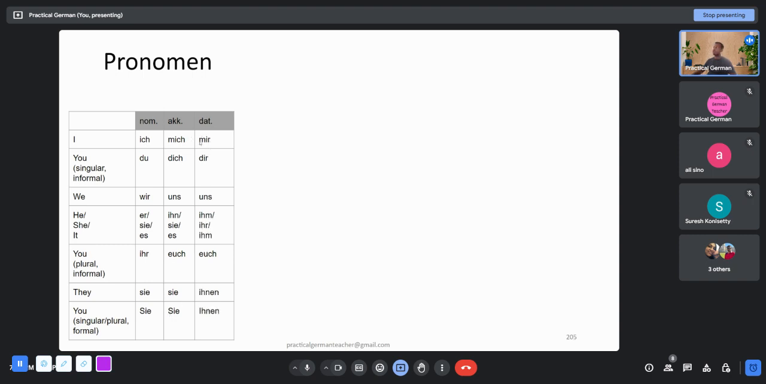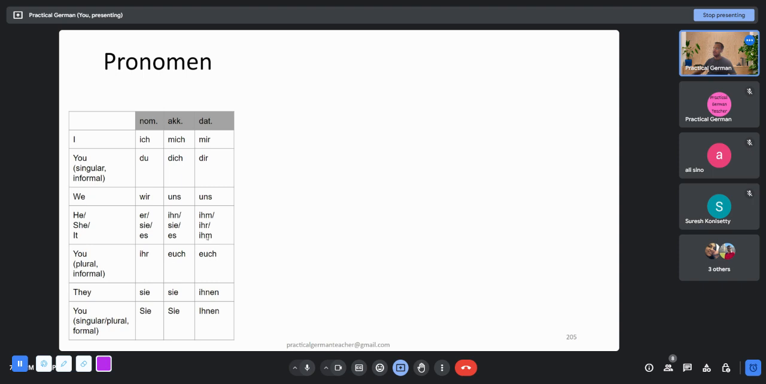Let's talk about pronouns in dative case. So here you have mir, dir, uns. Notice here, when you go from accusative to dative, either you can say it remains the same or whatever you want to say. Here it remains the same. Ihn becomes ihm. Okay, there is a difference, not n, m, ihm. Now this sie becomes ihr.